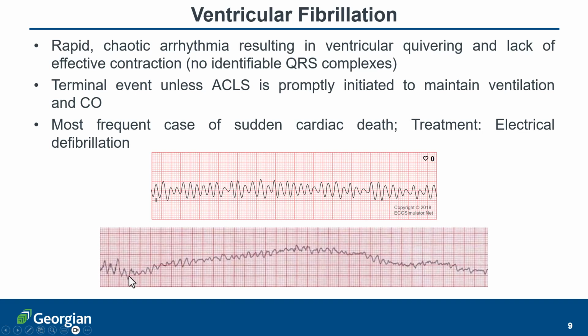If you look at the examples of the ECG shown here, it is complete chaotic electrical impulses over here. There are no identifiable P waves and certainly no identifiable QRS complexes as well. And so this is a terminal event, and ACLS protocol has to be activated, CPR needs to be started, and electrical defibrillation initiated as well.